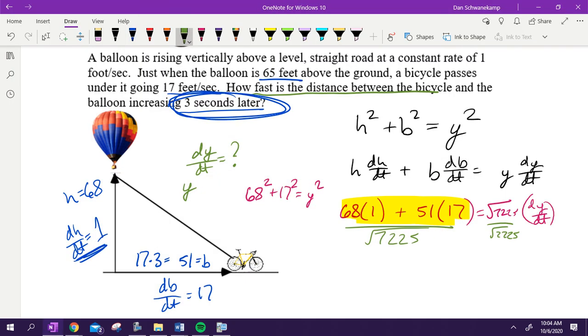It was 11. What would my units be on that thing? Feet per second, because it's a measurement over time. It is the distance between them over time. 11 feet per second. Questions there?